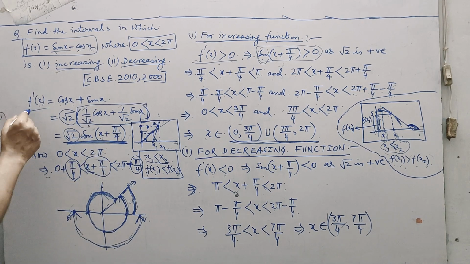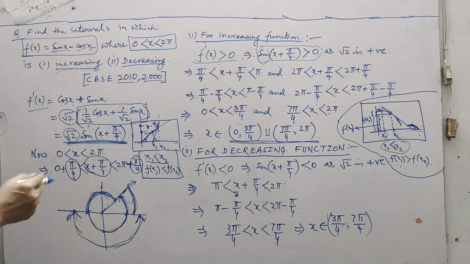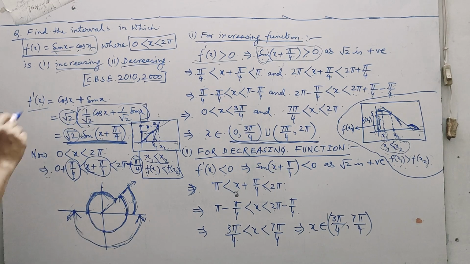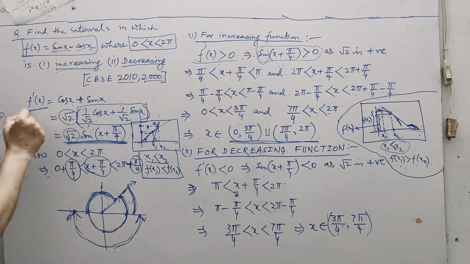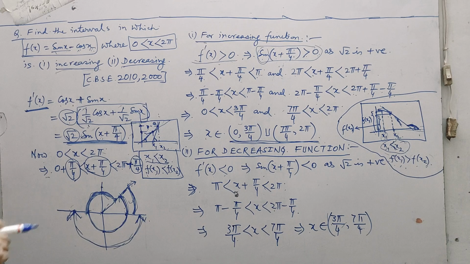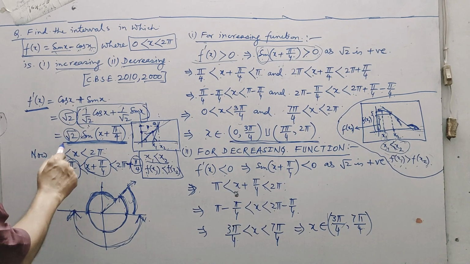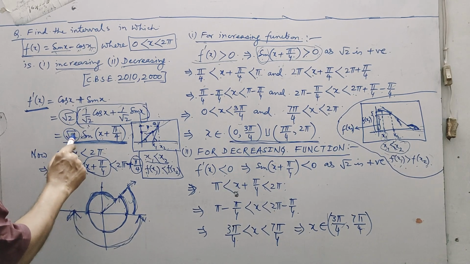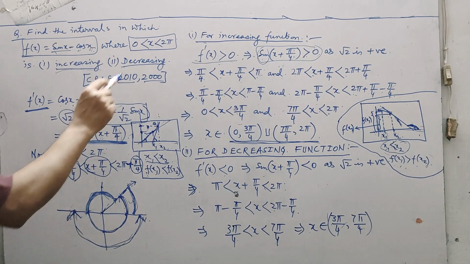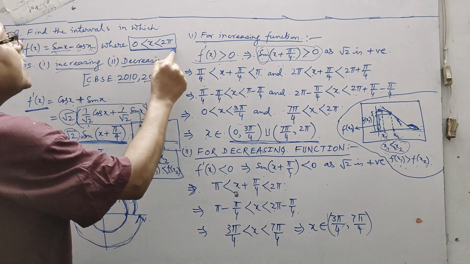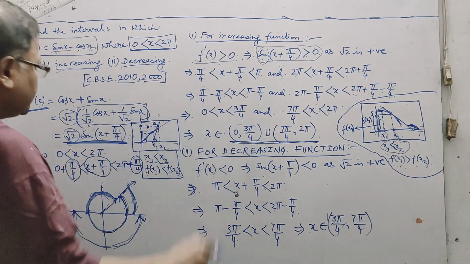Now we have to discuss the increasing and decreasing functions: for what values of x this f dash x will be positive, and for what values of x this f dash x will be negative. That is what we are going to discuss. Now as you see, for the increasing function, this root 2 is already positive. Before that, there is a condition over here, that is x is greater than 0 and less than 2 pi.